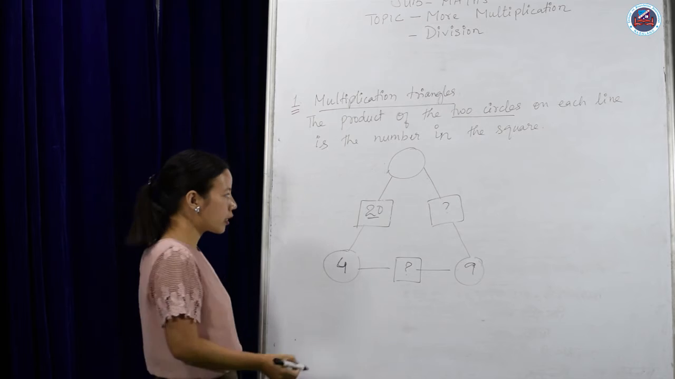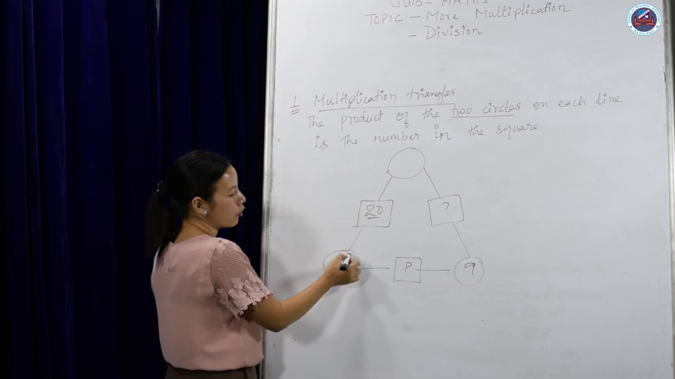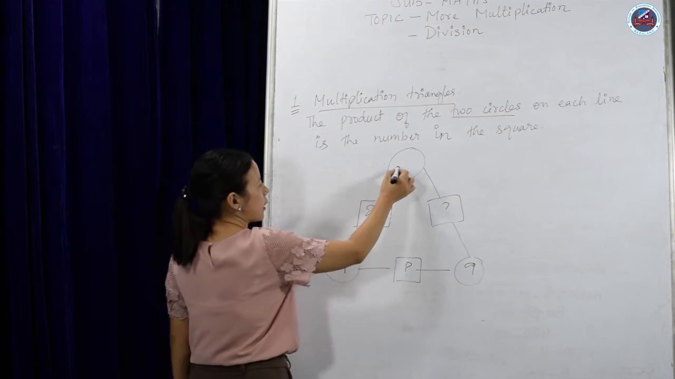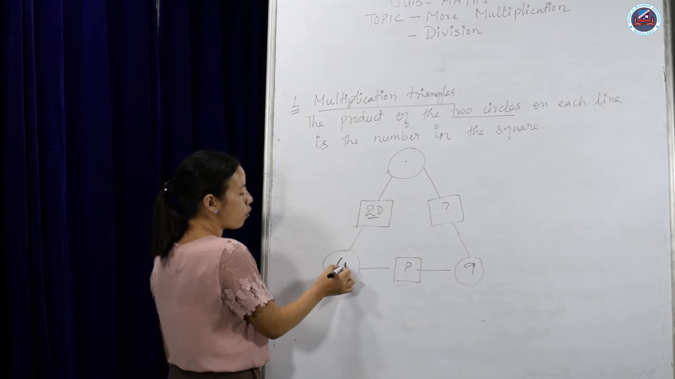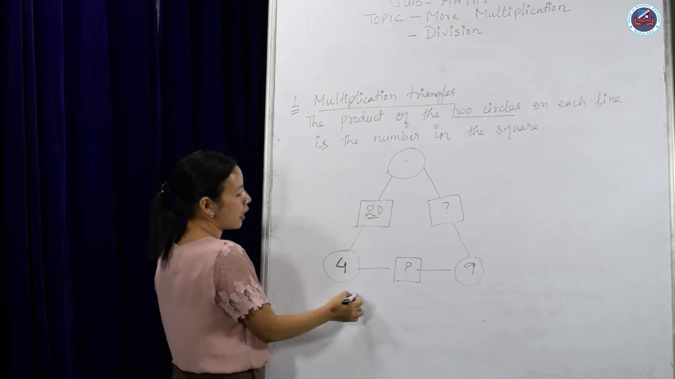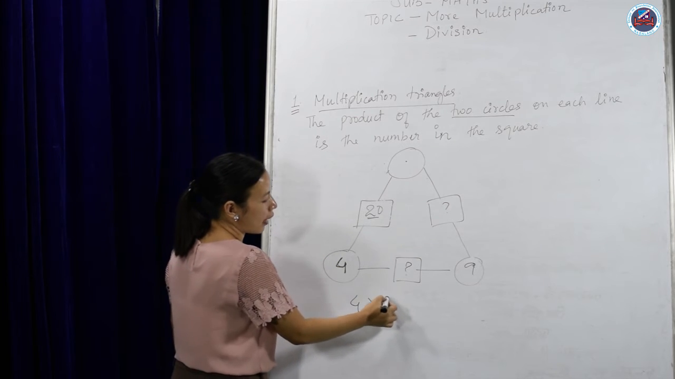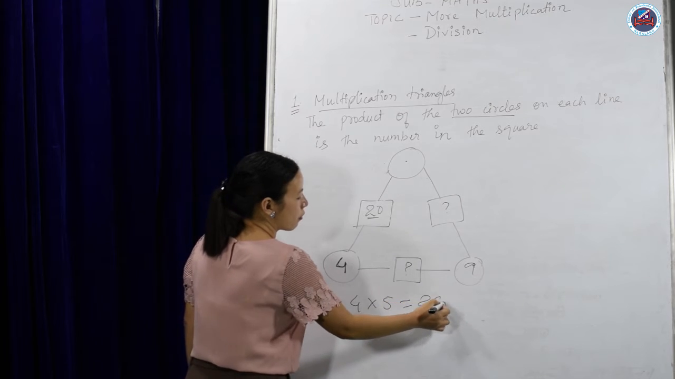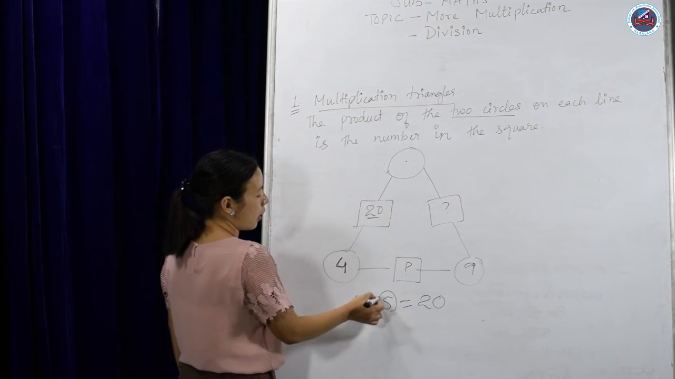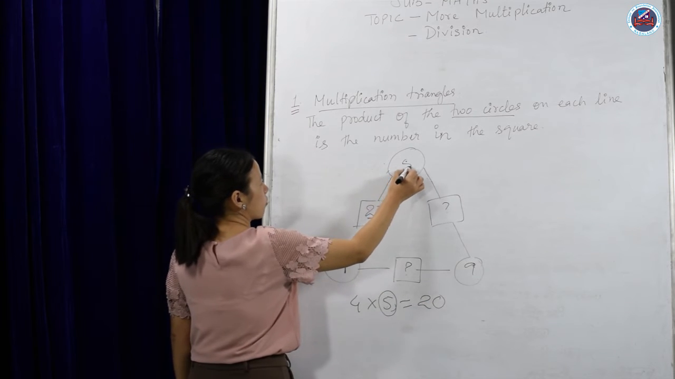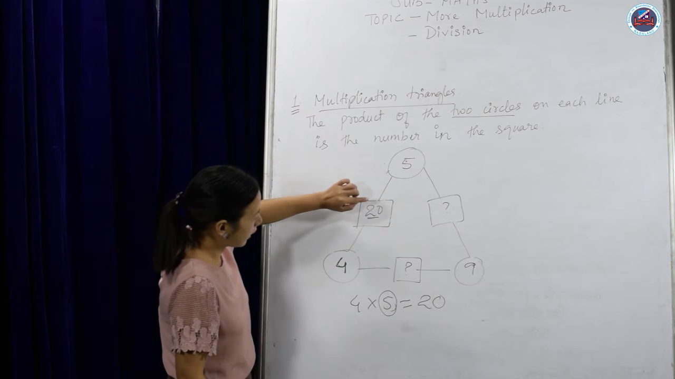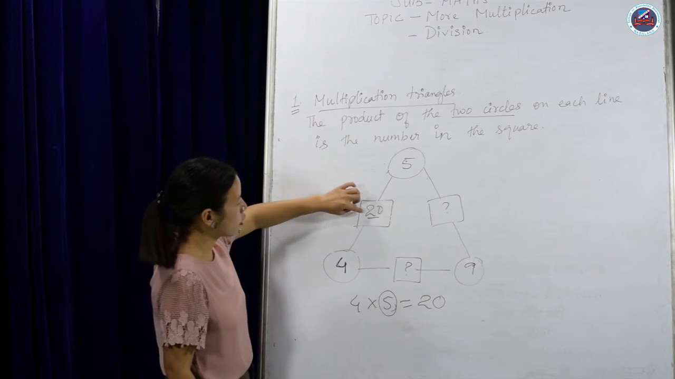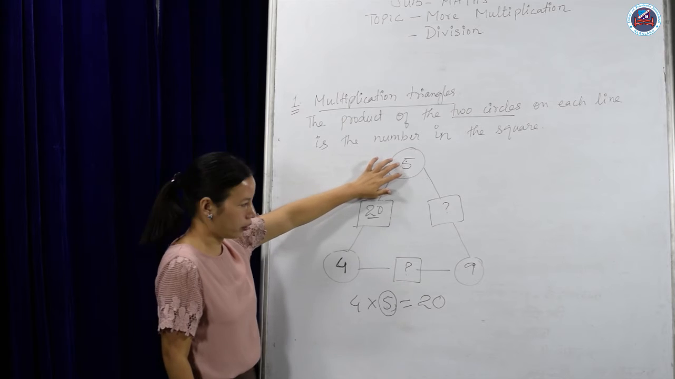So how do we do this? We're going to read the table of 4 to get the answer for this circle. Okay, so when we read the table of 4, we find that 4 times 5 is equal to 20, right? So I'm going to write this 5 over here. So when I multiply 4 times 5, I get the answer 20, right? So that's how we find the answer for the circle, okay?